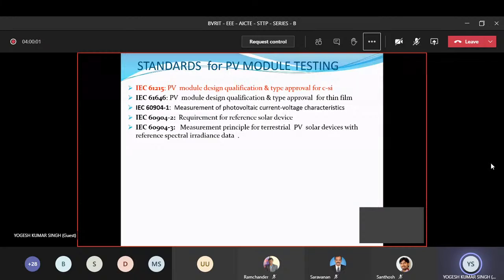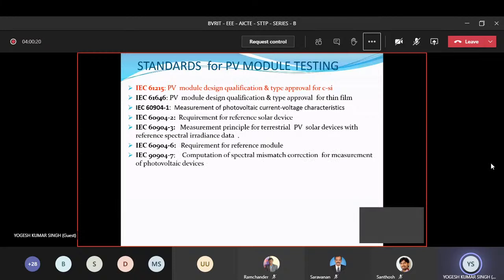Then IEC 60904-6 is the requirement of the reference module. So initially we will go through the reference solar devices, and then we will discuss the reference module. In IEC 60904-7, we will discuss the measurement of the photovoltaic devices.